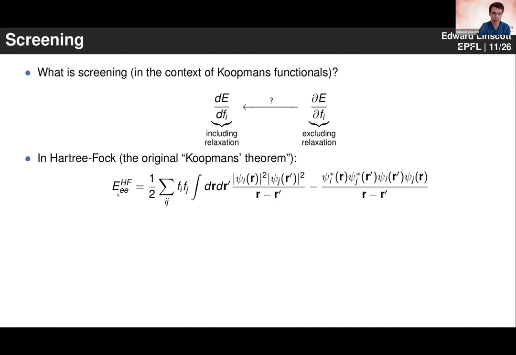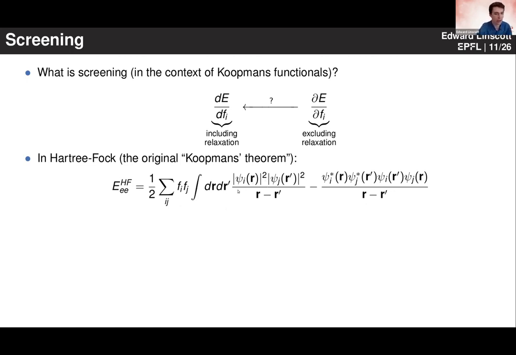Here is the electron-electron energy of the Hartree-Fock. And you can see that if I just look at the explicit dependence of this term on my orbital occupancies, it's explicitly linear in the occupancy of my given orbital. However, when I change the orbital occupancies, I'm going to have additional terms that come into my derivative, because the orbitals will have a dependence on the orbital occupancies.